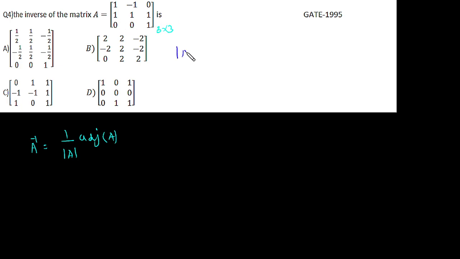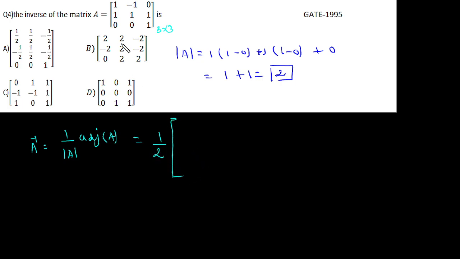So let's write here determinant of A. Here we are getting 1 minus 0, here we are getting plus 1, here again 1 minus 0, then the last element will be 0. Now what we are getting here, 1 plus 1, simply we are getting 2. So we have found the determinant. So let's write it here. We write 2 in the place of determinant. Now we have to find the adjoint of this 3 cross 3 matrix.